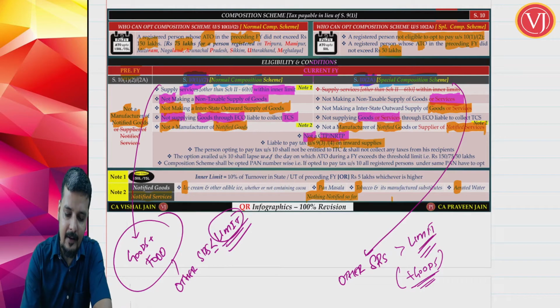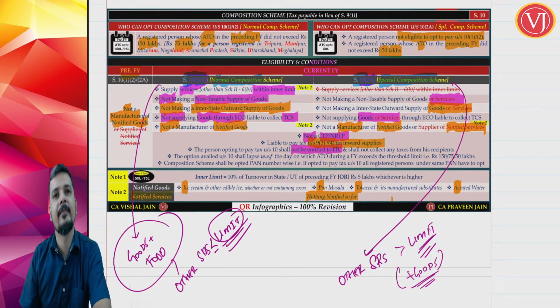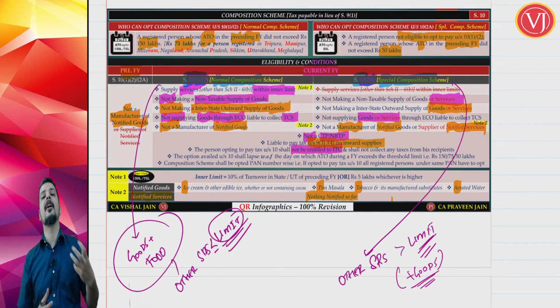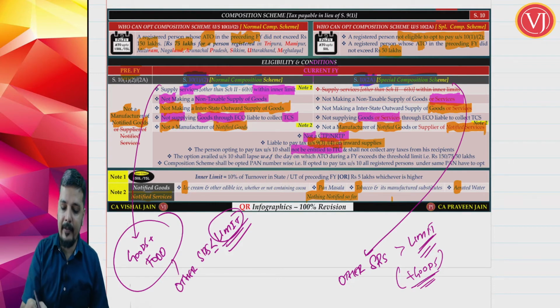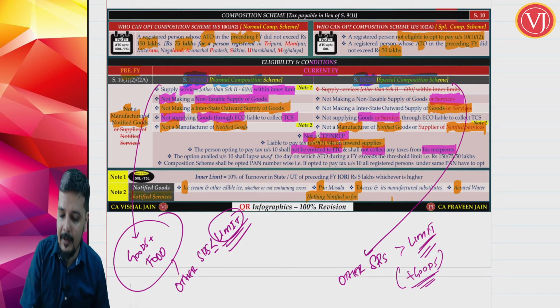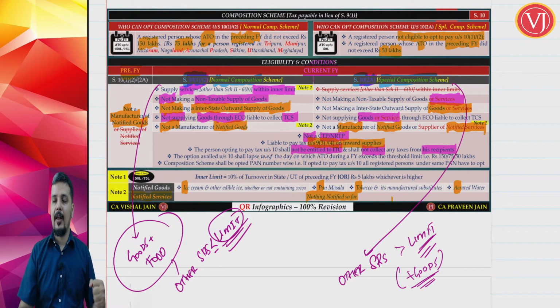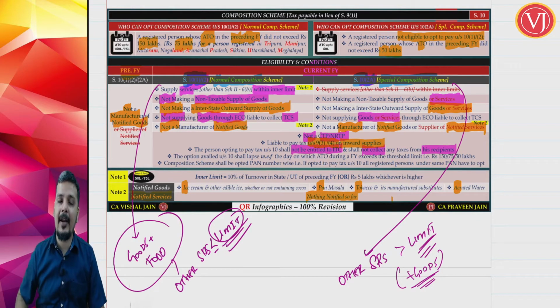Right. Next, you are talking about a point where, when you talk about a composition scheme person, he is not entitled to ITC. I think I have discussed that earlier itself. On your purchases, you cannot take input tax credit, which means that you will not have any credit. And on your sales, you cannot collect any tax from the recipients, which means that I don't have any input tax credit on my purchases and I cannot collect any tax on my sales, which means that I have to pay tax from my pocket.